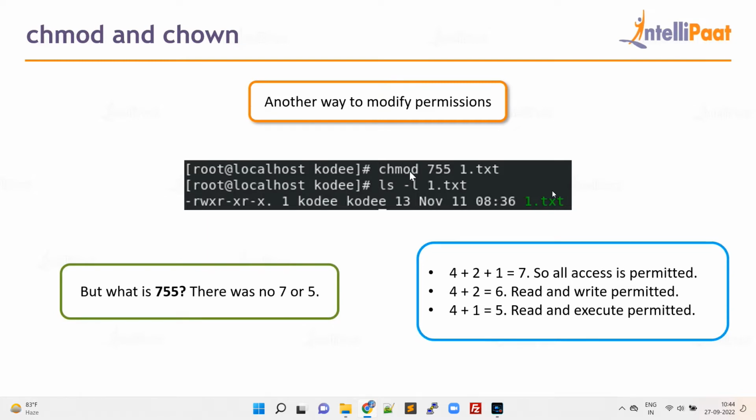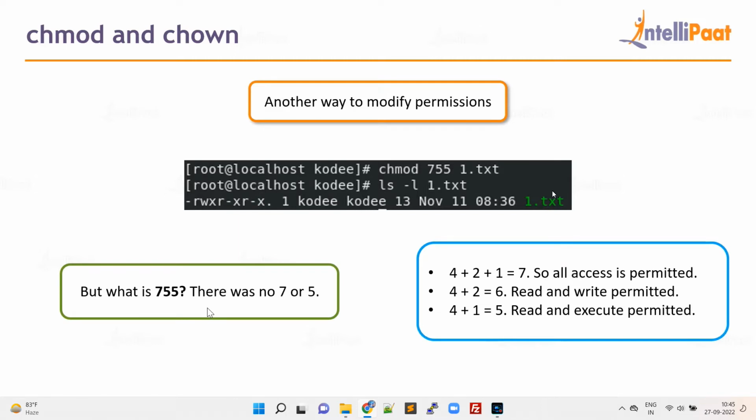755 1.txt. So now what this would have done is 7 in the sense it is 4 plus 2 plus 1, which is 7. That means give all access, and 5 means it is 4 plus 1. Then it is remove write access from group permissions and remove write access from other permissions. So that is what 755 means. And you can see here rwx, the user permission has every single permission. The group permission does not have write, as I said, and even the other permissions does not have write, as I said.